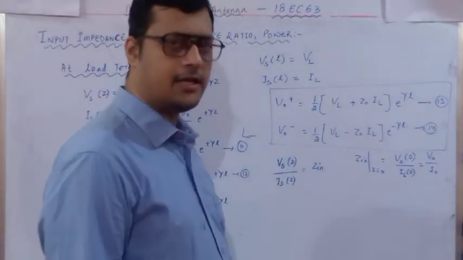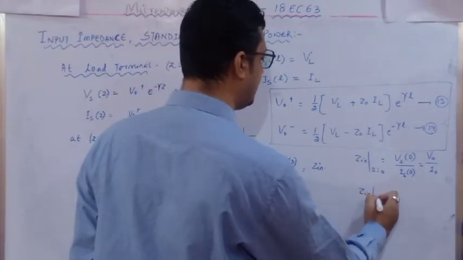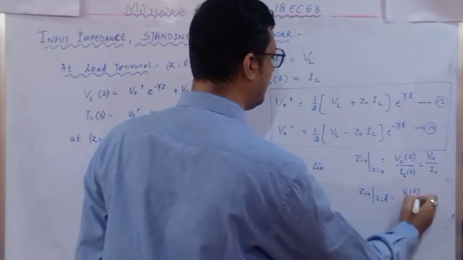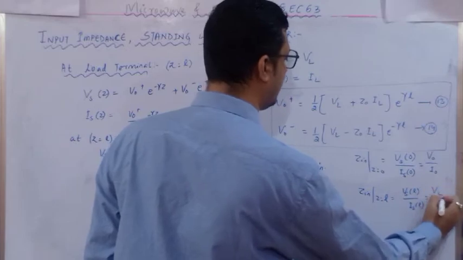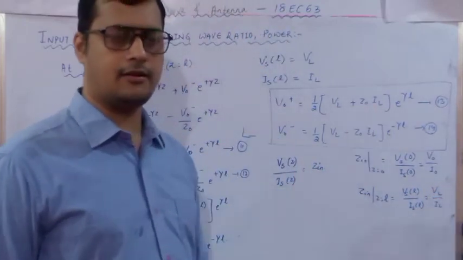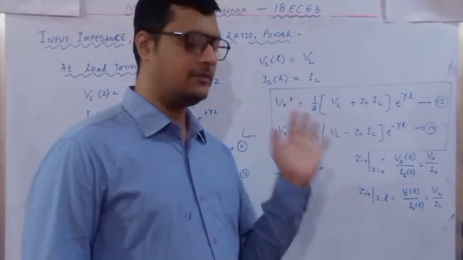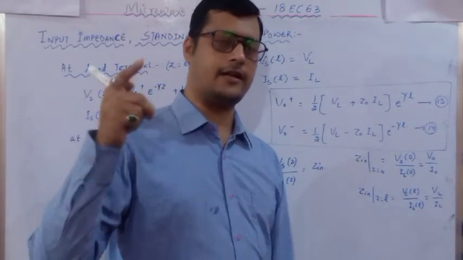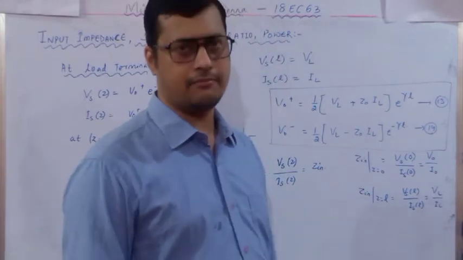Simple. Similarly, if I write the input impedance at Z equals L, then Vs of L divided by Is of L, which is nothing but the load potential divided by the load current. So input impedance can also be calculated at any point of Z, from Z equals 0 to Z equals L. At any position of that particular line, you can easily calculate the input impedance.